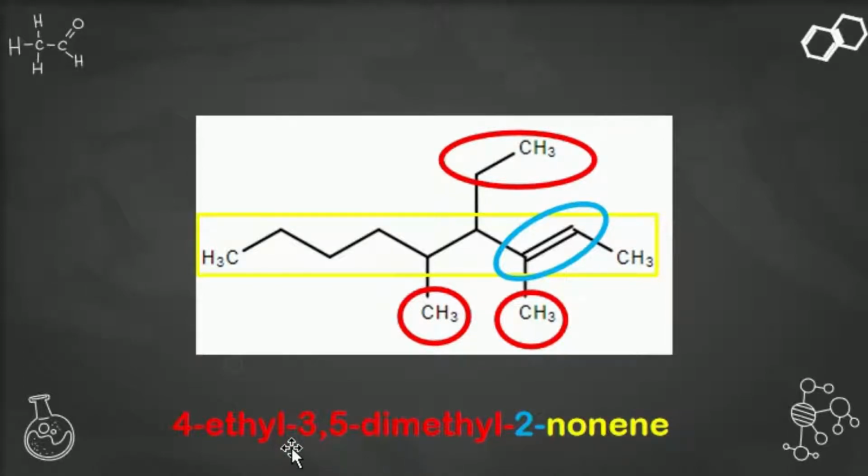So we have 4-ethyl and then 3,5-dimethyl, and then the locant for the double bond, which is 2, and then we have the parent name, which is nonene. So the complete name is 4-ethyl-3,5-dimethyl-2-nonene. To separate the number from letters, we use dash. To separate number from number, we use comma. And for letters, it is without space.